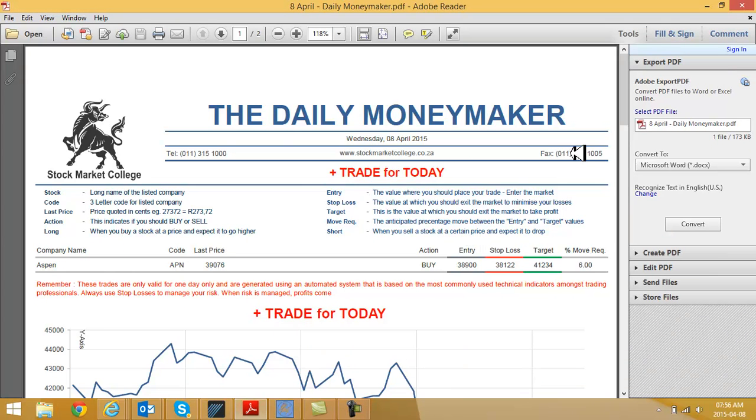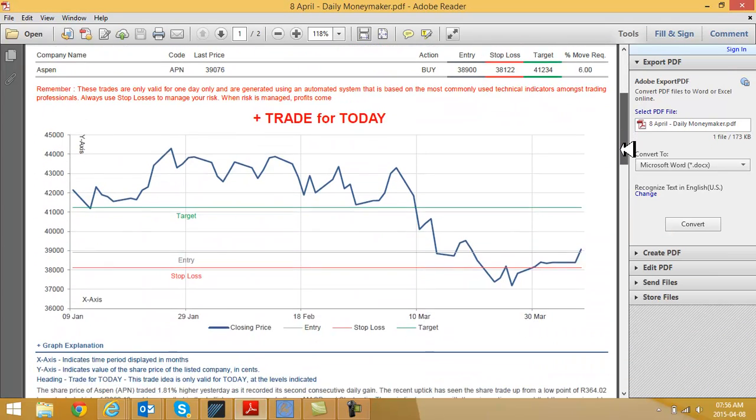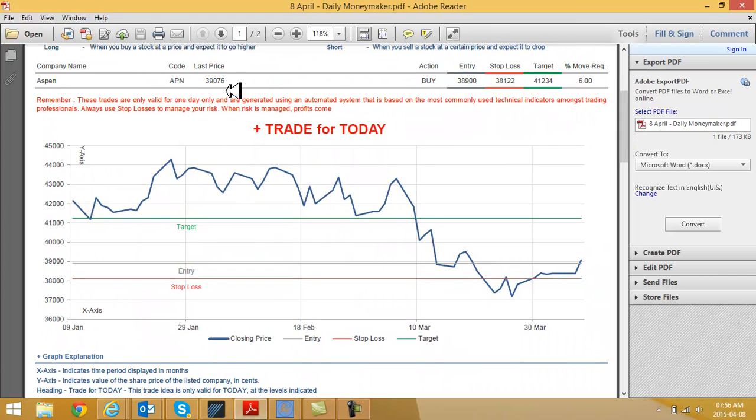As you can see, the trade of the day is called Aspen APN, and the last traded price is 390 Rand and 76 cents. The objective of this trade is to do a long trade, going from this low to that green line there. So the entry level will be 389 Rand, and the target will be 412 Rand and 34 cents. The stop loss to be used on this trade is on the red line, and it will be 381 Rand and 22 cents.